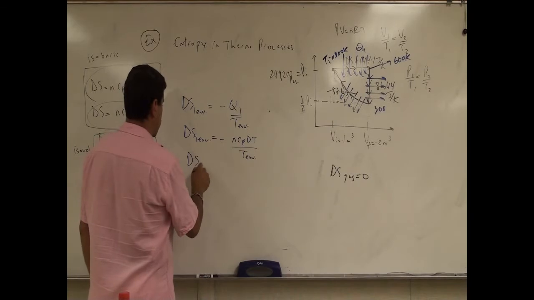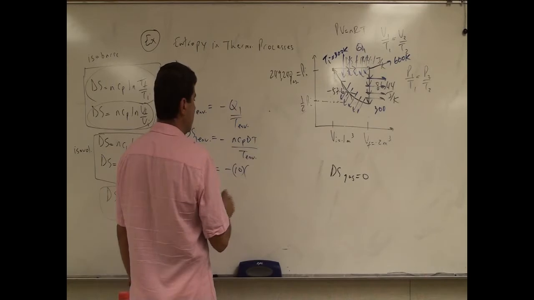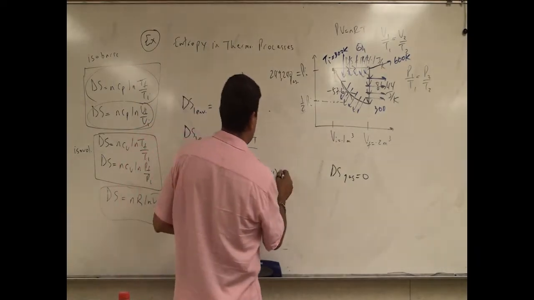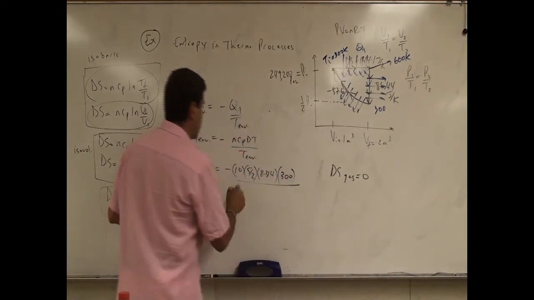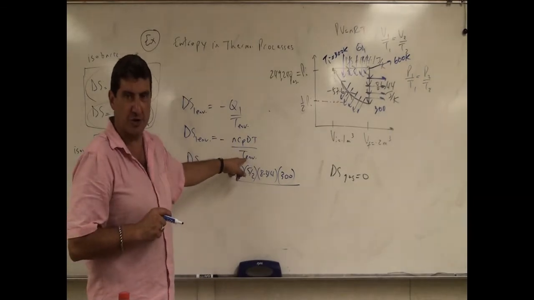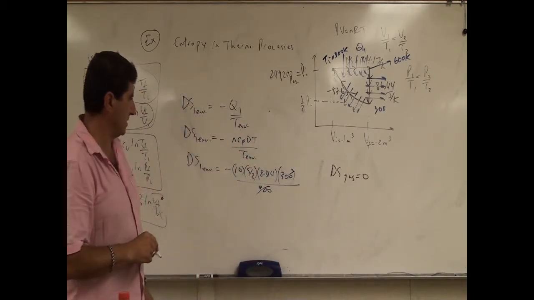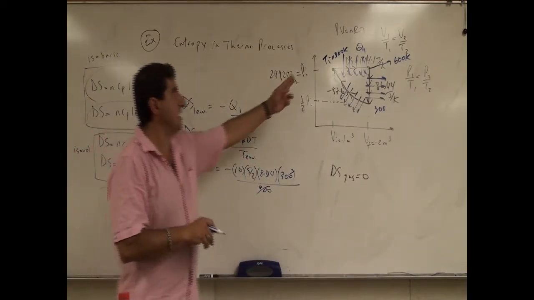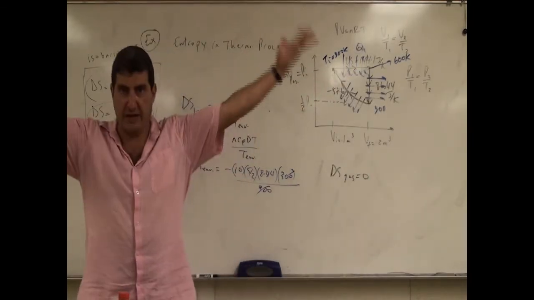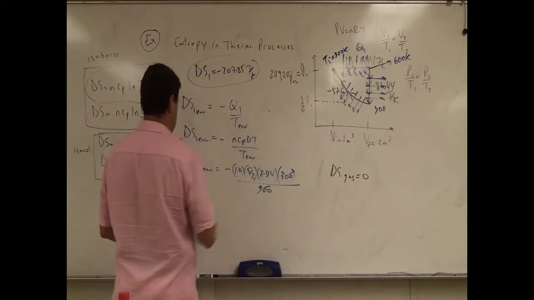So delta S1 environment is negative 10 times CP, which is going to be 5/2 R. The change in temperature was 300 Kelvin. Then I'm dividing that by the temperature of the environment, which I'm also assuming is at 300 Kelvin. It's always staying 300 Kelvin, right? This 300 and this 300 cancel. The reason it canceled in this case is because the change in temperature of the gas was coincidentally the same as the temperature of the environment, which I was assuming was already at 300. So then you're just going to get, okay?